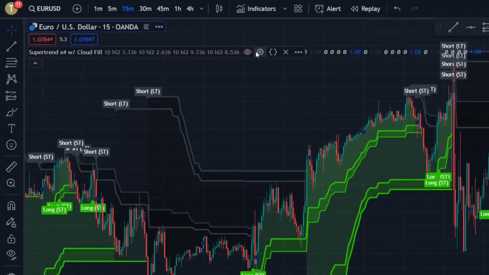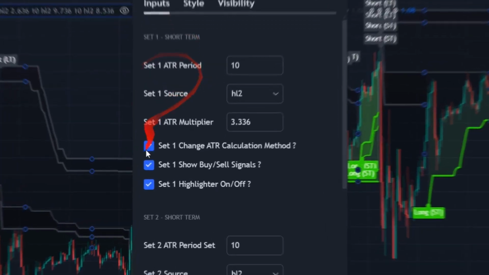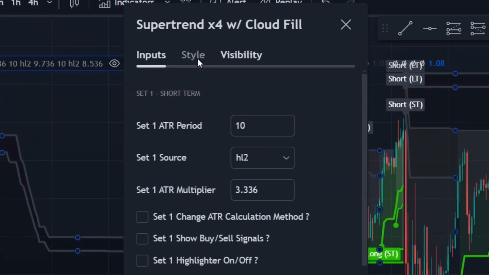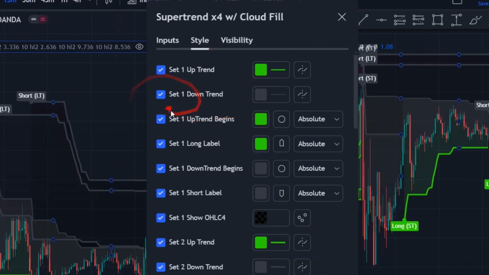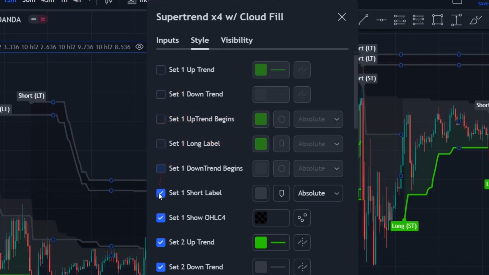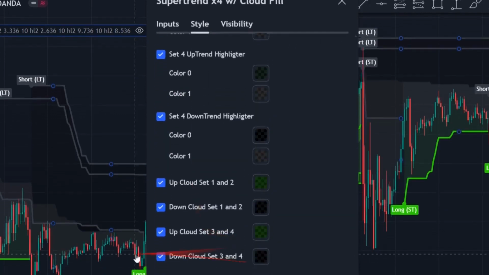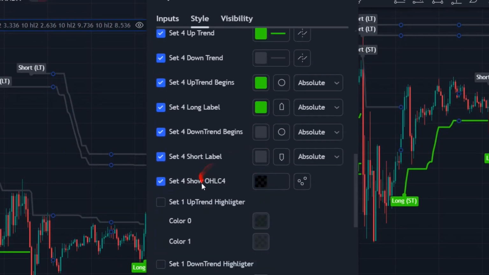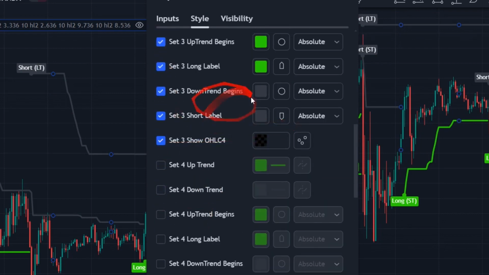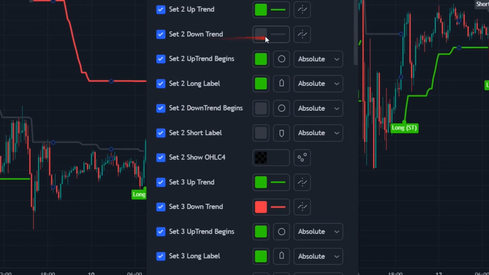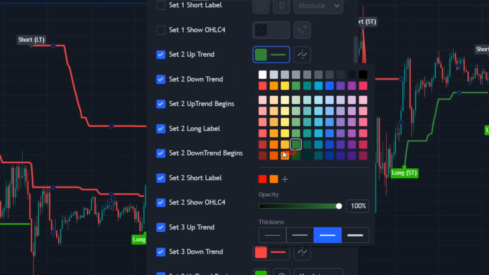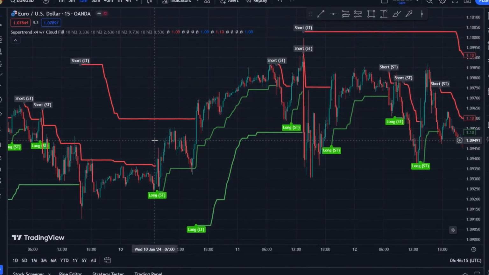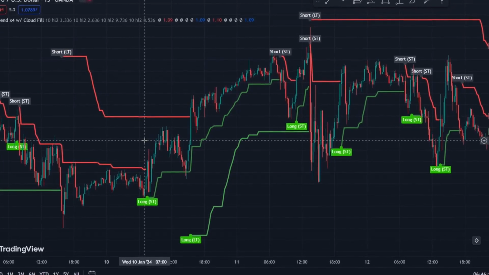To do this, go to the indicator settings. Remove the ticks that I removed in the input tab. And make sure these ticks are removed in the style tab as well. Now that the indicator is organized, there are some small explanations about it.